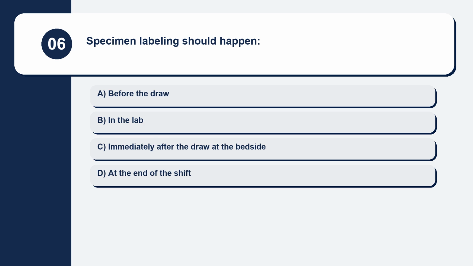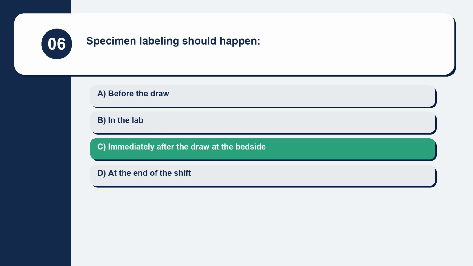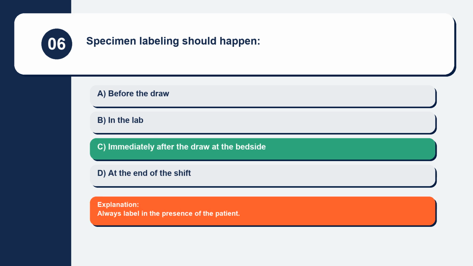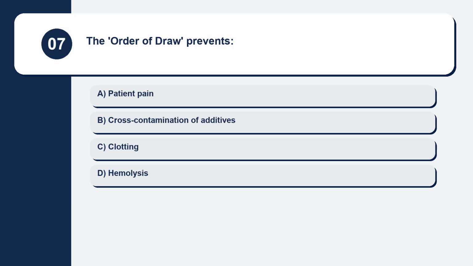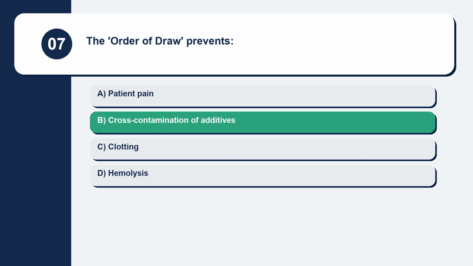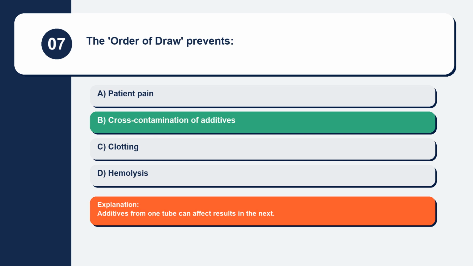Question 6. Specimen labeling should happen before the draw, in the lab, immediately after the draw at the bedside, at the end of the shift. Always label in the presence of the patient. Question 7. The order of draw prevents patient pain, cross-contamination of additives, clotting, hemolysis. Additives from one tube can affect results in the next.